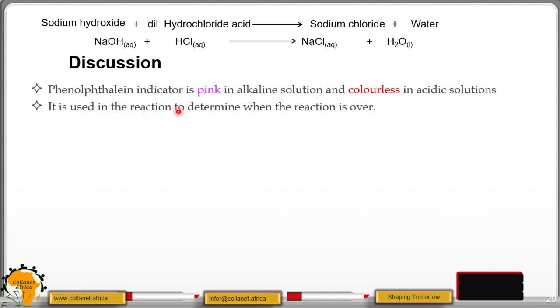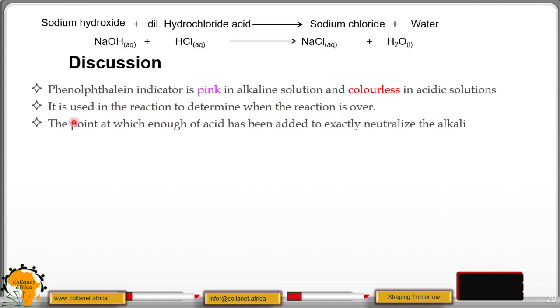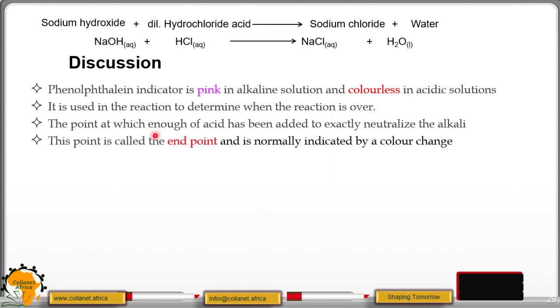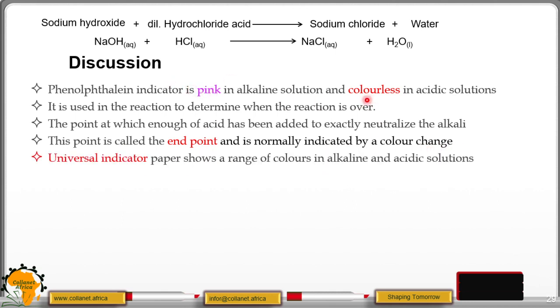The end point is the point at which enough acid has been added to exactly neutralize the alkali. This point is called the end point and is normally indicated by a color change, in this case from pink to colorless.